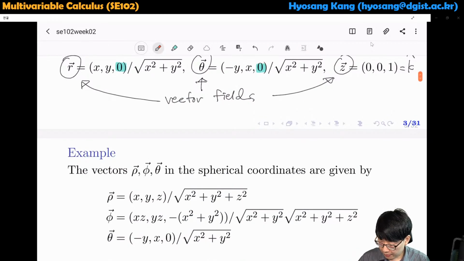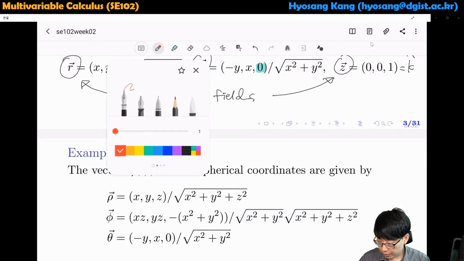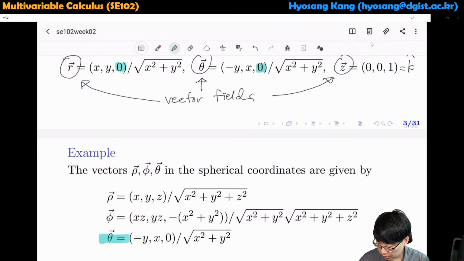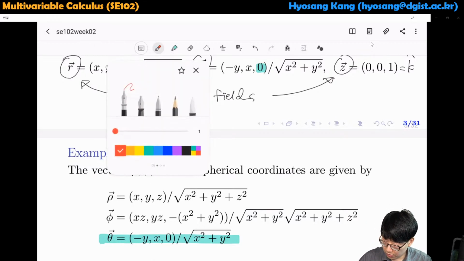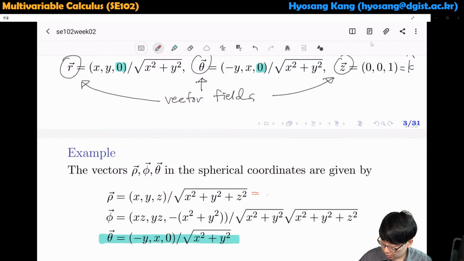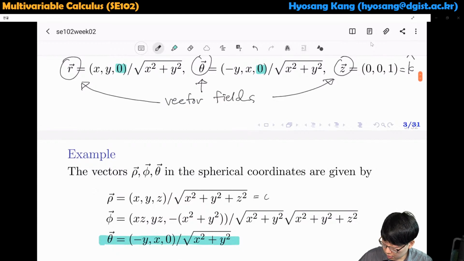Rho direction, phi direction, and theta direction. The theta direction is the same as in polar coordinates, as you can imagine. And the rho direction is similar to the r direction of the polar or cylindrical coordinate system, because it's simply the direction of the OP vector. So this is OP, OP divided by the OP norm. The denominator is the norm of OP, and XYZ is the OP vector.